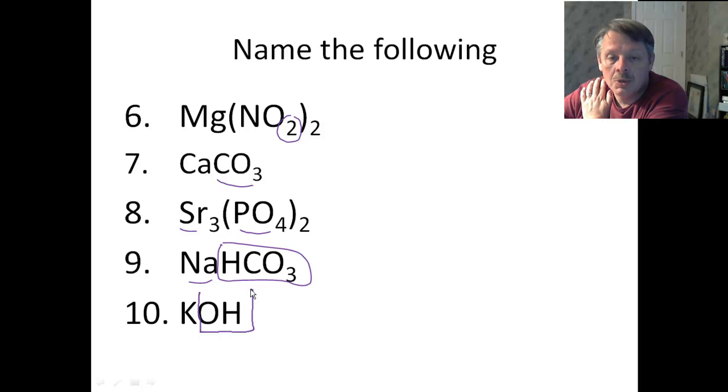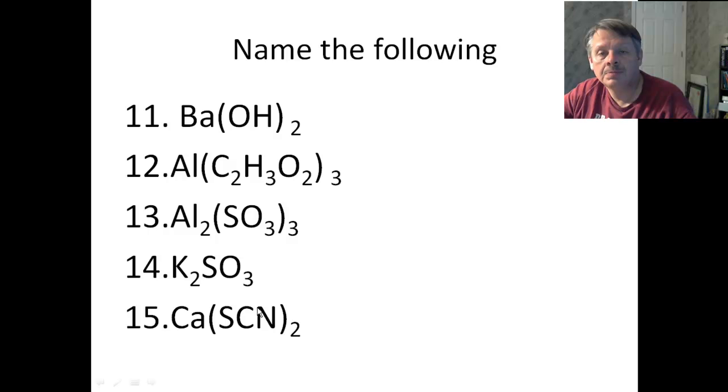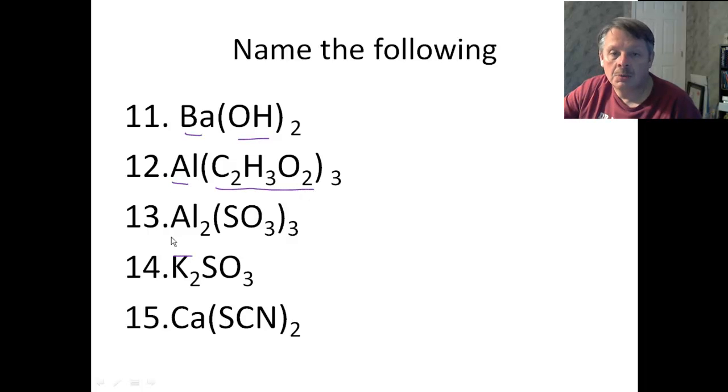And then this one is potassium. The thing on the left is potassium. And the thing on the right is hydroxide. All right. Number 11 is going to be barium with hydroxide on the right. So it's barium hydroxide. And then aluminum acetate. And then aluminum, be careful with this one. Typically SO4 is what you're looking for. That's sulfate. But this is sulfite. So this is aluminum sulfite, and right below it is potassium sulfite.